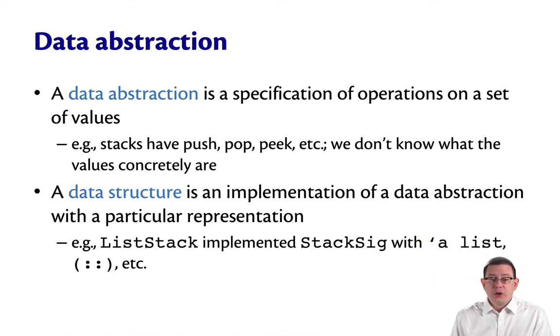A data structure is an implementation of a data abstraction using a particular representation type. For example, we implemented list stack, and we did that with alpha list as the type representing stacks. And then we could use other operations with lists to implement the stack operations themselves. So in OCaml, a .ml file or a structure naturally corresponds to a data structure. Let's try building a data abstraction and structure for sets.